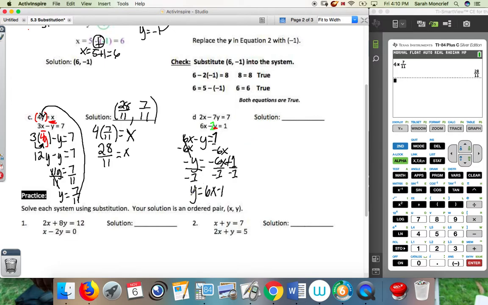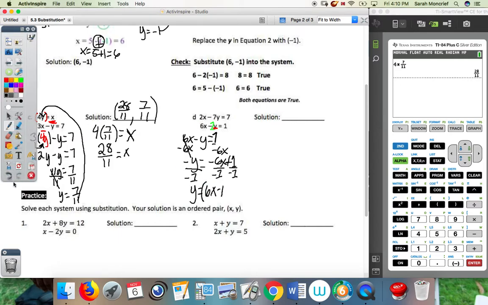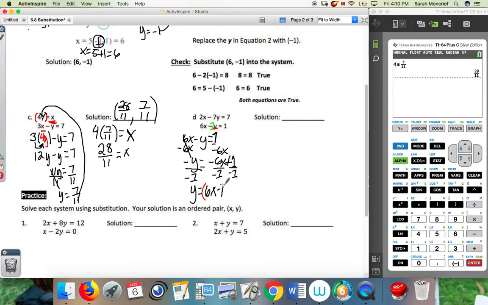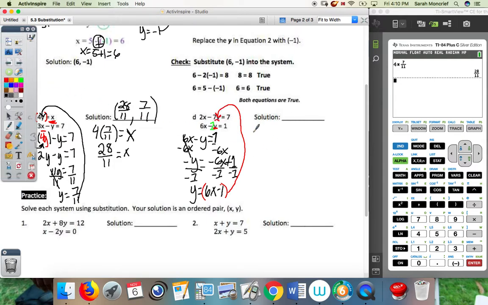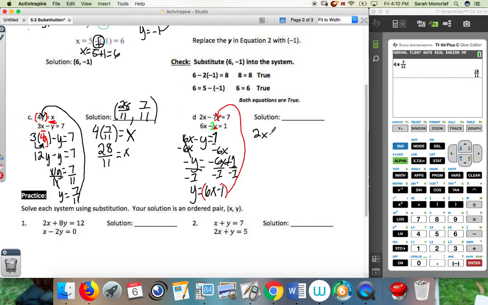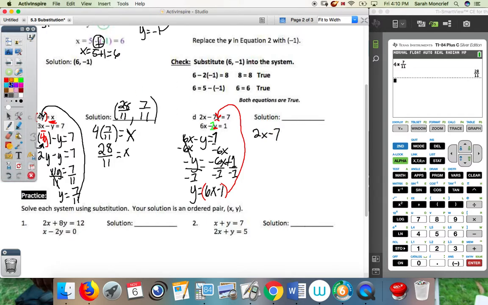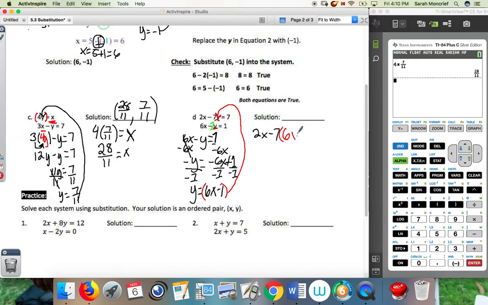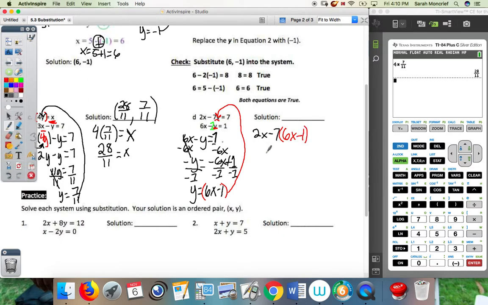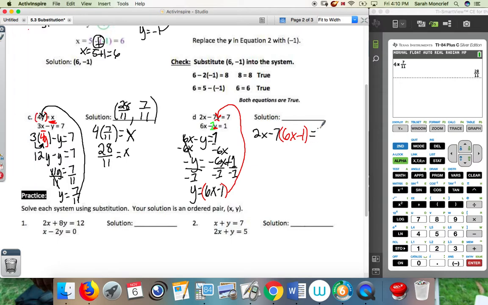So that means we can plug 6x minus 1 into the first equation wherever we see y, which would be right here. So we now have 2x minus 7 times, what did I say we're going to plug in for y? 6x minus 1 is equal to 7. Alright, and now here's the part where we just solve for x.